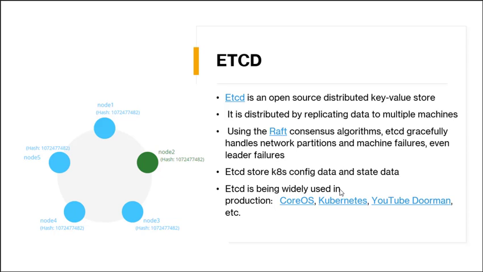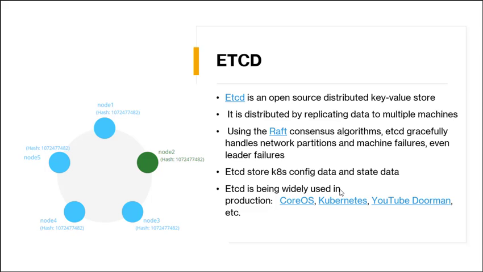So let's talk a little bit about etcd. etcd is an open source distributed key value store for the most critical data of distributed systems. It is distributed by replicating data to multiple machines, and is therefore highly available against single points of failure. Using the Raft Consensus Algorithm, etcd gracefully handles network partitions and machine failures. In fact, it also handles leader failures.